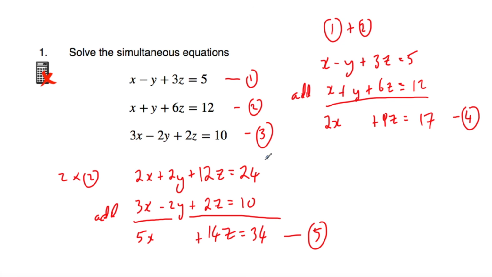So we've got 2x plus 9z equals 17, and we've got 5x plus 14z equals 34. That's fantastic. We've got two equations without the variable y in them. They've just got the variables x and z.